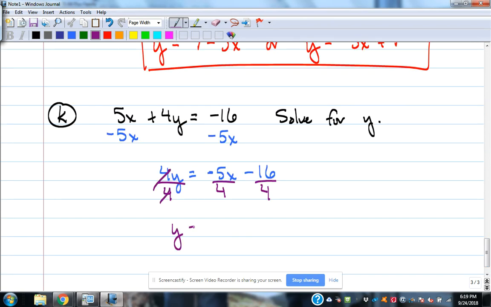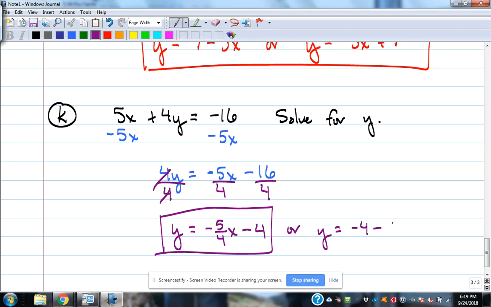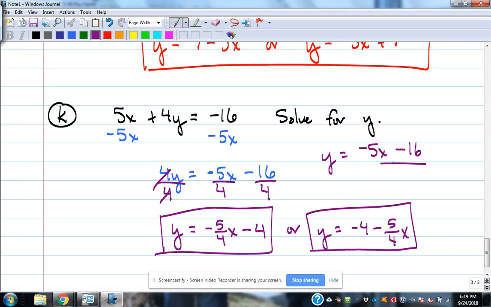Well, these cancel out. Does 4 go into negative 5 evenly? No, so we're going to leave it negative 5 over 4x. Does 4 go into negative 16 evenly? Yeah. There is one correct answer. Another way to write that would be negative 4 minus 5 over 4x. This would technically be correct as well. Here's the one that can throw you a little bit, though. This is also correct. Negative 5x minus 16 all over 4 like that.